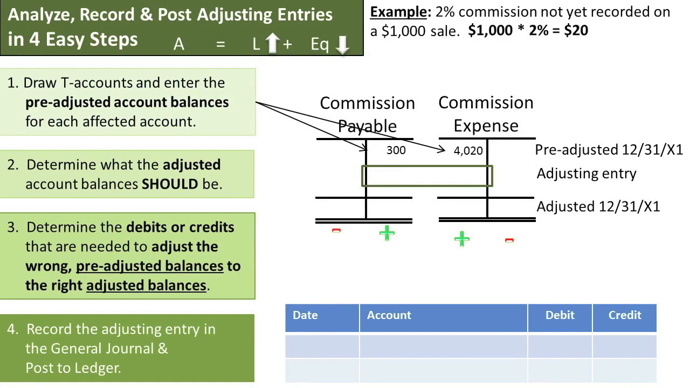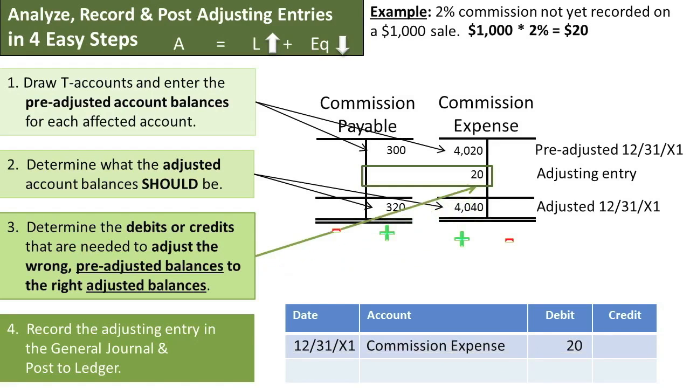By taking $1,000 times 2%, we would show that we need to record $20 of commission expense. If we were to tack that commission expense onto the opening balance of $4,020, we would have an ending commission expense of $4,040 as a debit. And we would show that we have a $320 credit balance payable in our commissions payable. The adjusting entry would have to be a commission expense debit of 20 and commission payable credit of 20.